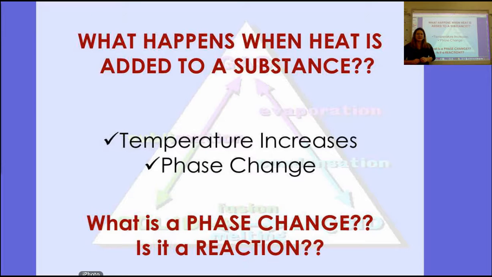This is video 10C. In this video, we're going to talk about what happens when heat is added to a substance, specifically phase changes. Two things can happen when heat is added to a substance. It can either increase in temperature or it can change its phase. So what is a phase change? Is a phase change physical or is it a chemical reaction?